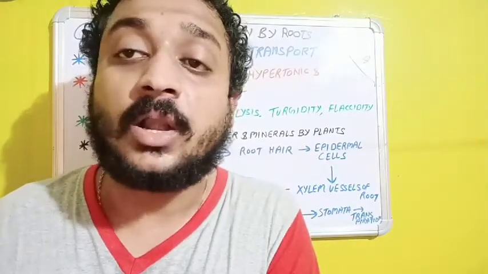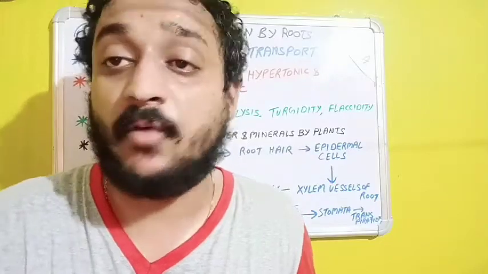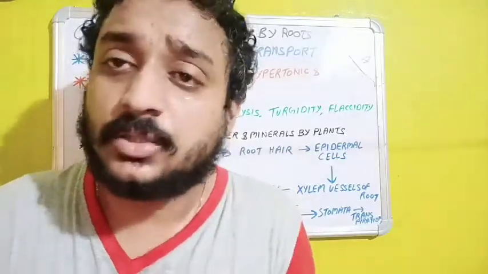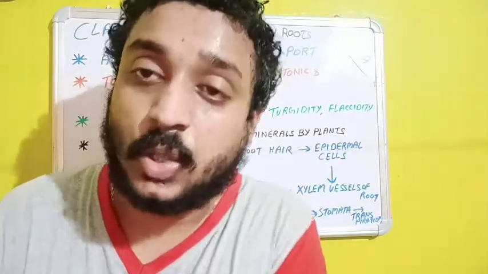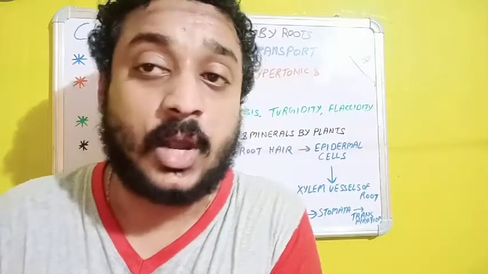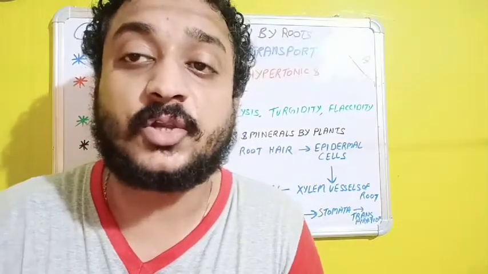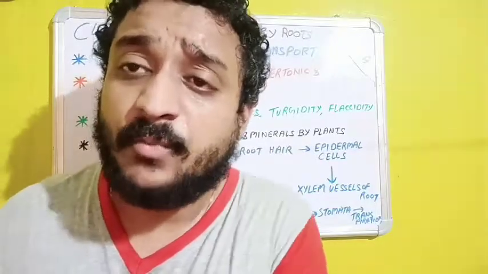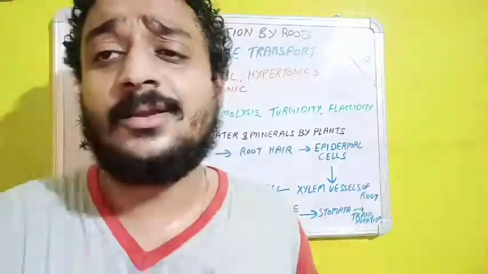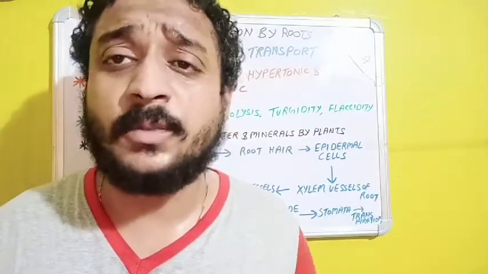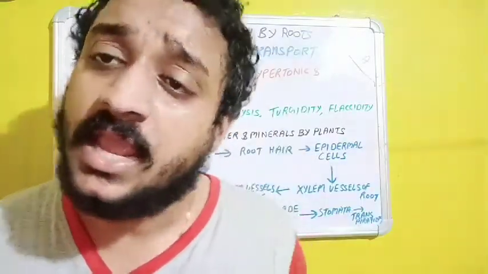In the soil, the water is more. In the root, the water is less. So water is moving from the soil to the root. Why? Because the concentration of water is high in the soil and quite less in the root. So the movement will be from higher concentration to lower concentration, either through diffusion or through osmosis. So passive transport means movement which does not require any energy.